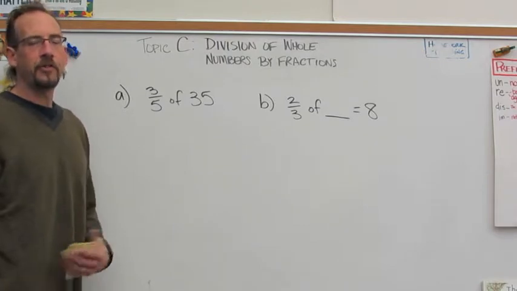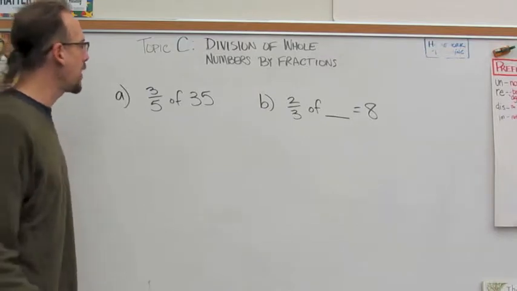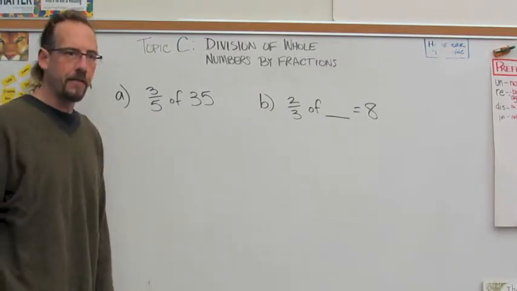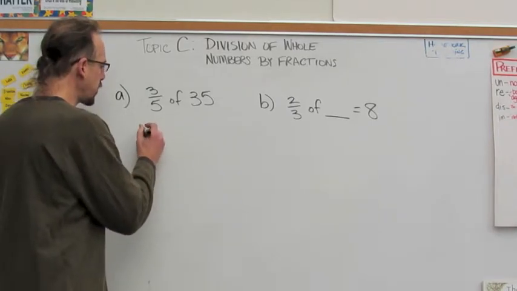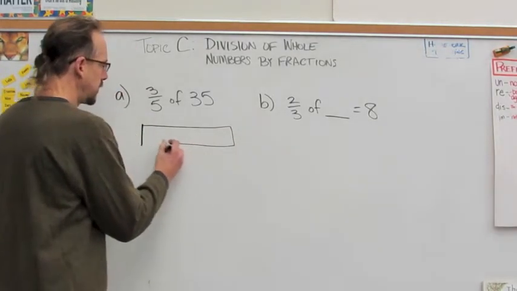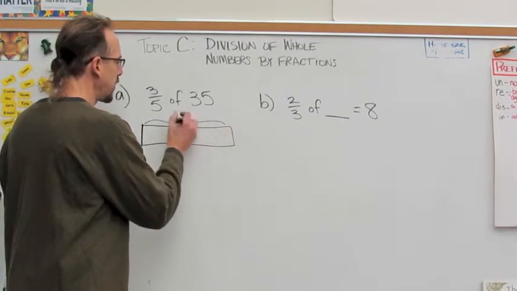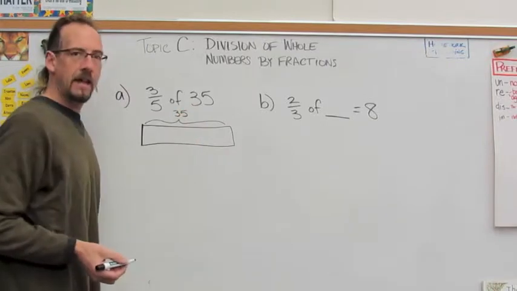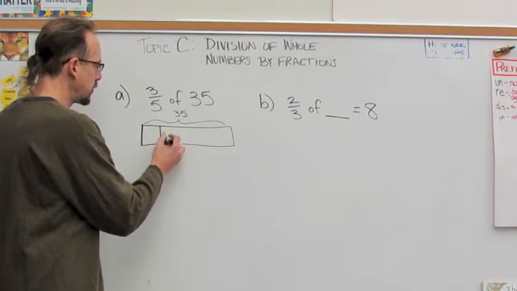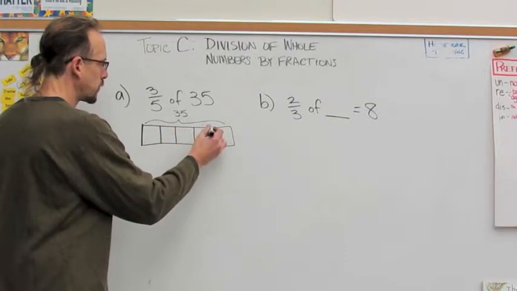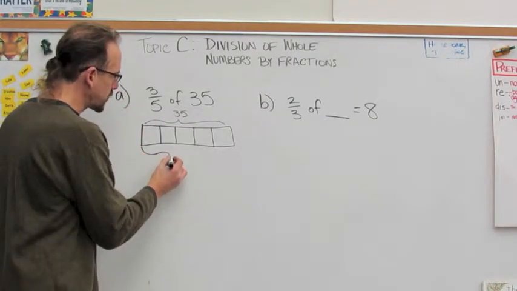Next, after we use the set model, we're going to move into using tape diagrams to solve the same kind of problems. So here again, 3/5 of 35. Instead of the set model, which takes some time to do, we're going to use a quicker model, a tape diagram, and this whole thing is going to represent 35. And then the fraction tells me that I've got to cut it up into 5 equal parts. And it tells me I need to take 3 of those parts.